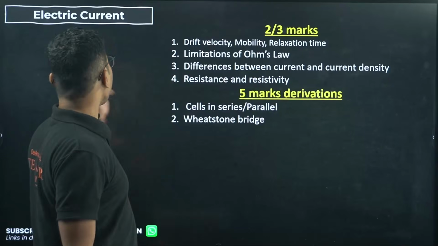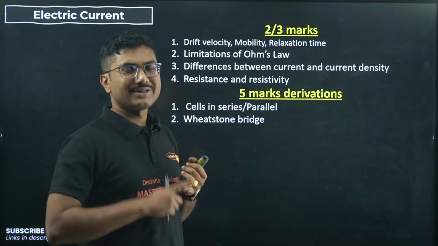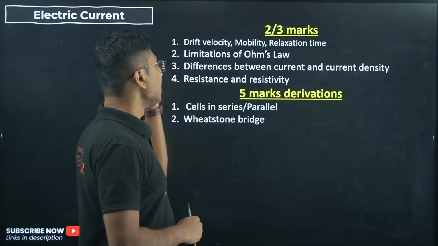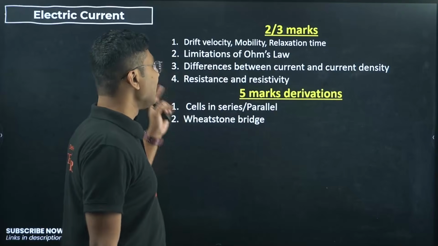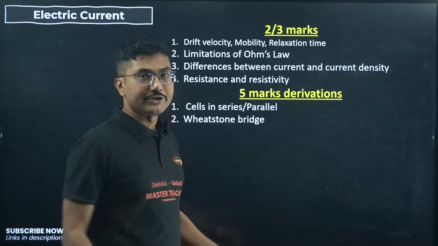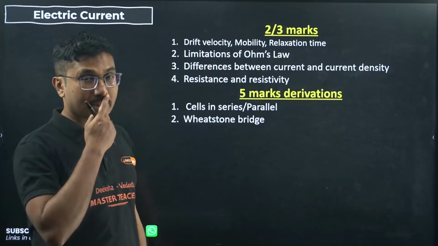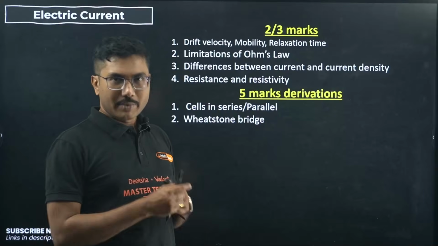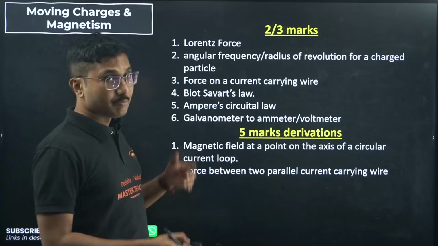Next, electric current. Drift velocity, mobility, relaxation time, their expressions, definitions, etc. are important, and units as well. Limitations of Ohm's law, differences between current and current density, resistance and resistivity, cells in series and parallel, Wheatstone bridge derivation, they are all important from this chapter. Also a 5-marker numerical question will come from this chapter, as well as the two chapters combined will get a numerical.